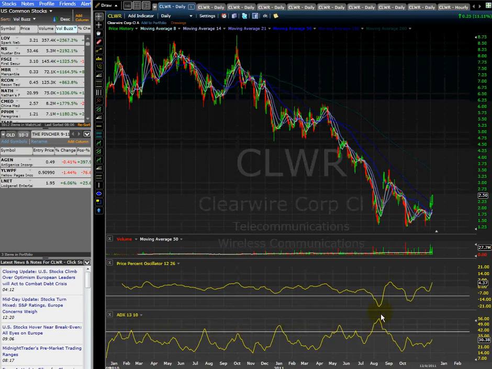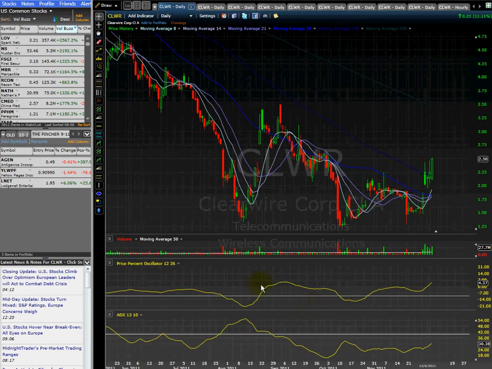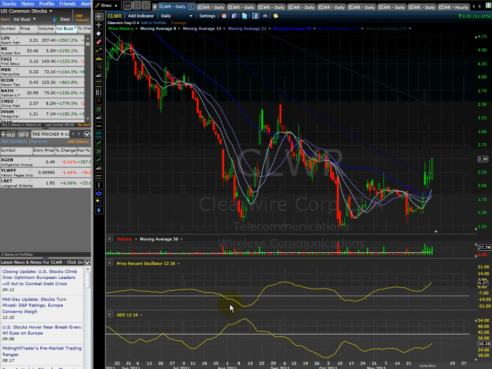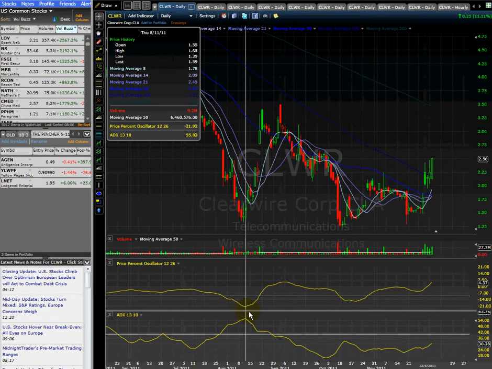But you can see here's a pinch right here where they're coming together. This was alerted to me back in August. I don't remember if I played it or not. I think I did. But you can see where they come together. The idea is, when they come together like that, you pretty much wait for them to break apart and open up. When that happens, you usually get the stock starting to run.